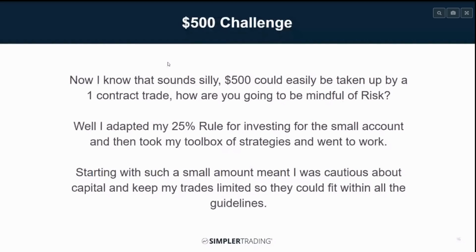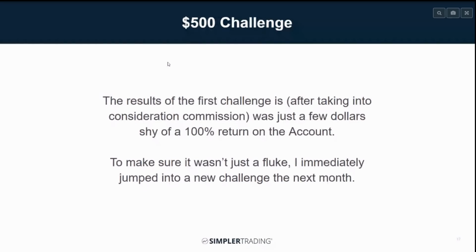Well, I adapted what my 25% rule is, which is what helps me overall just with my investment and risk tolerance. And so I took my 25% rule and I adjusted it for the small account. That way, when I took my toolbox of strategies, I had my risk in mind, and then I went to work and started to grow it. Starting with such a small amount meant that I was extremely cautious about capital, and I kept my trades limited so they could fit within the guidelines. And let me just say, with this $500 challenge, I still never invested the full $500 of capital. I always had cash in the bank, in the brokerage platform, not invested in case something happened.